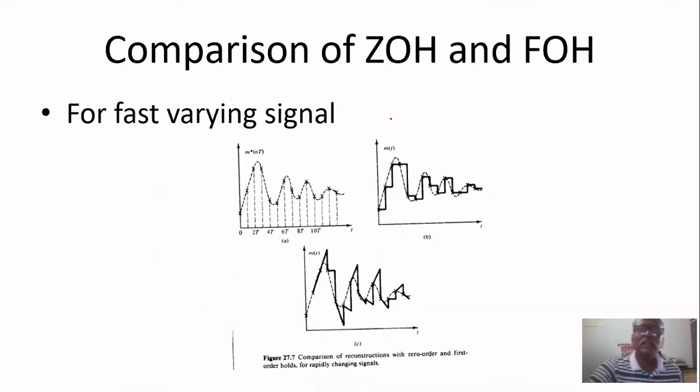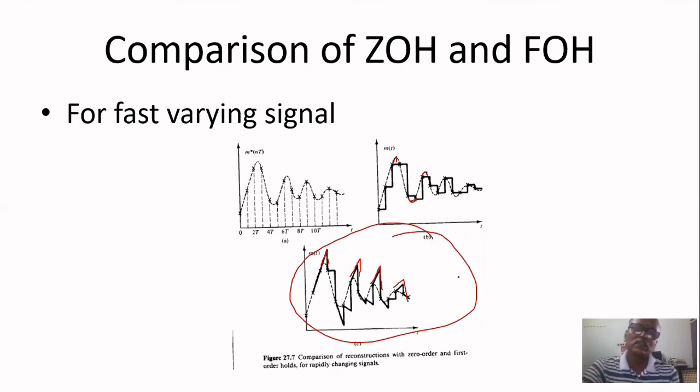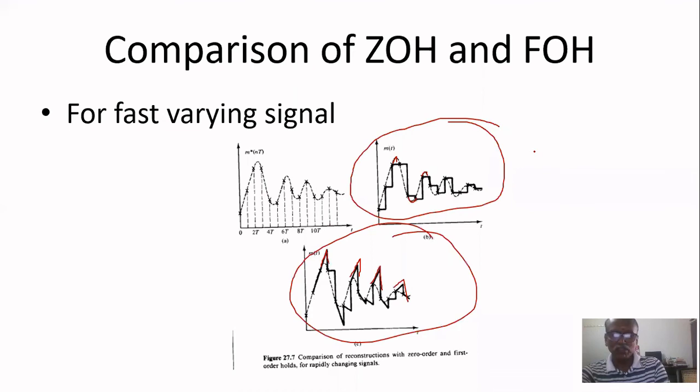But on the other hand, if it is a fast varying signal, this peak is missed here, this undershoot is missed here. But if you see the first order hold, at every peak it has an overshoot. It has overshoot like that. So both don't give an exact replica. To improve this, we need more sampled values. But anyhow, for process control, the zero order hold will serve the purpose.